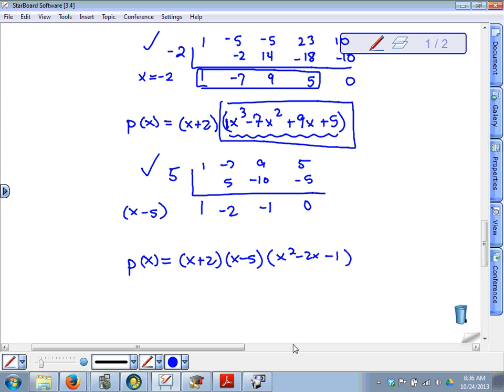Now, we're still not done yet. Didn't we start with a 4th degree polynomial? Yeah. How many factors do you see there? 3. We have 2 linear factors and we have a quadratic factor. We have 3 factors. We're part of the way there, but we are not done yet until we've factored p of x completely.